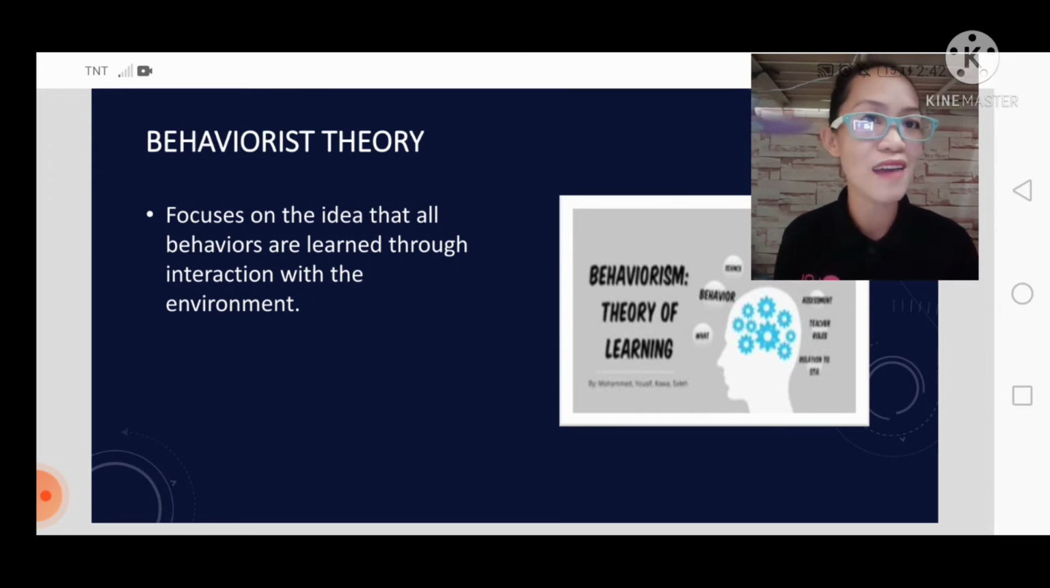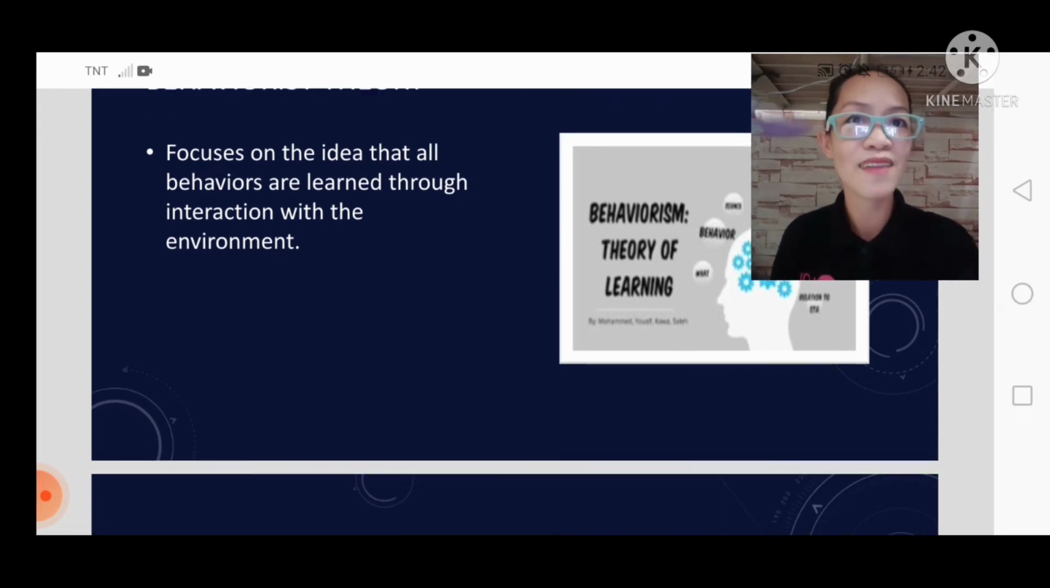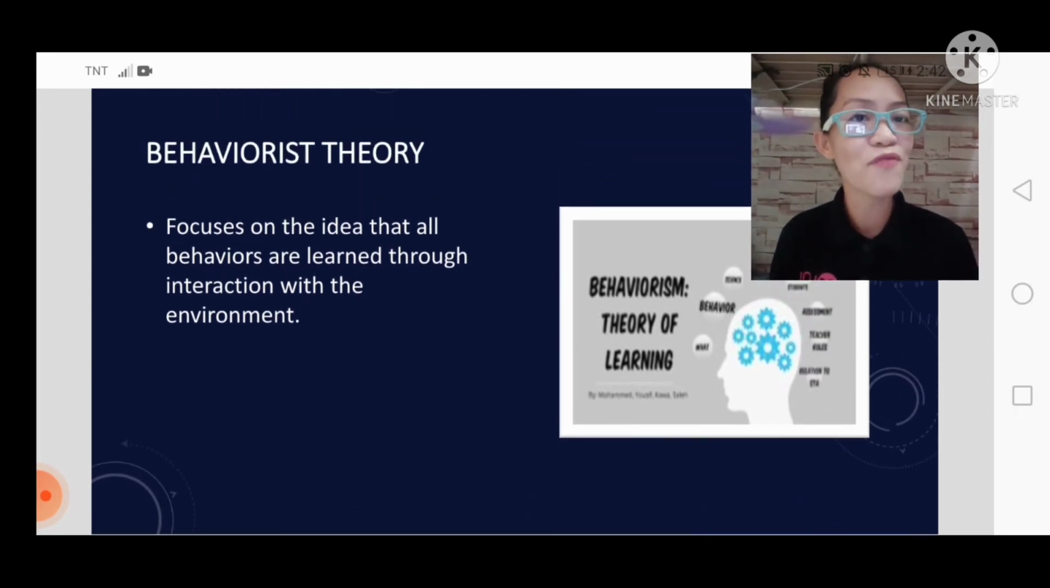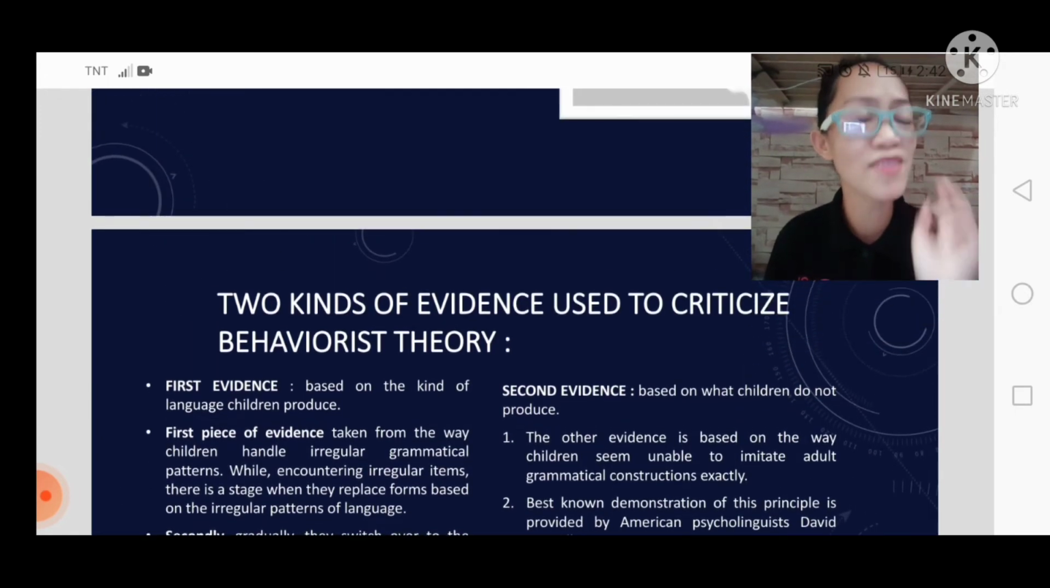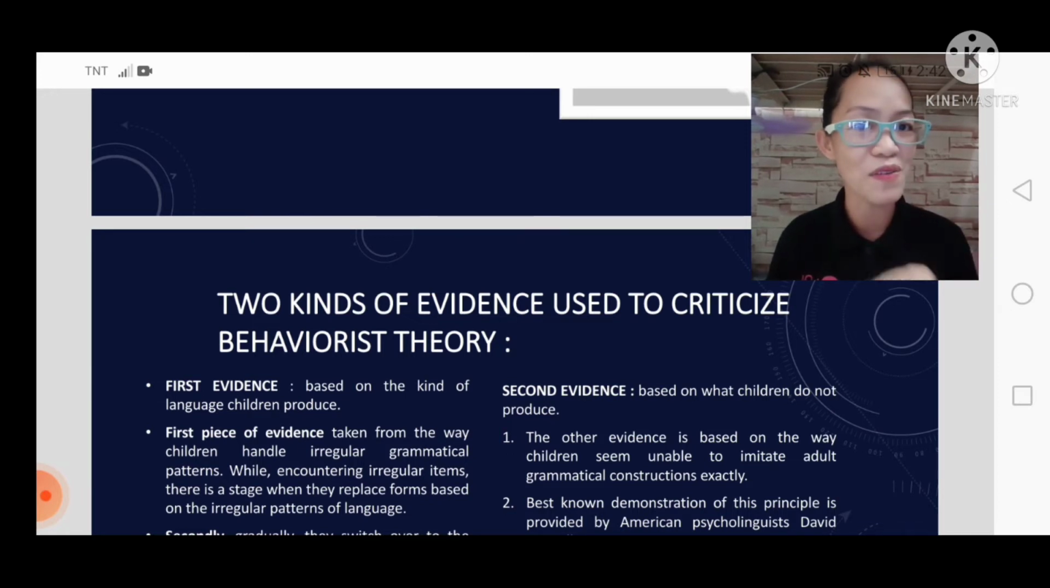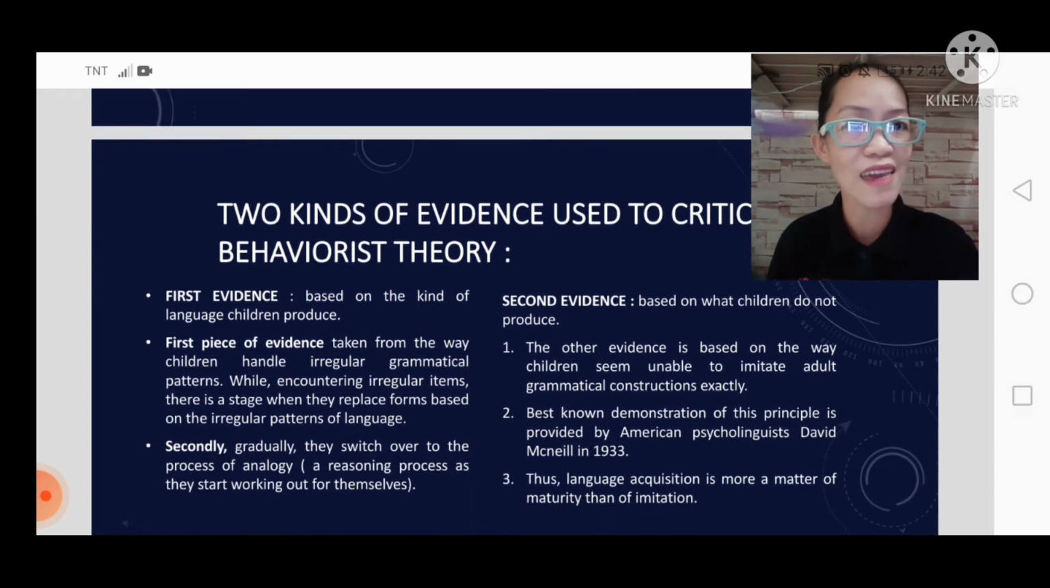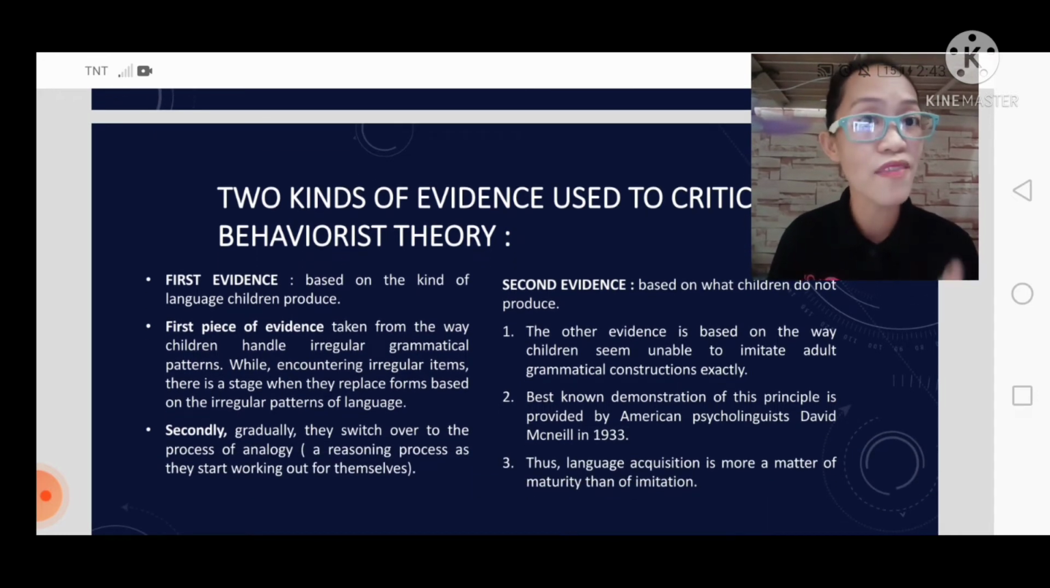Focuses on the idea that all behaviors are learned through interaction with the environment. So the behaviorist theory focuses on the idea that behaviors are learned through interaction with the environment. But there are two pieces of evidence used to criticize behaviorist theory. The first evidence is based on the kind of language children produce.